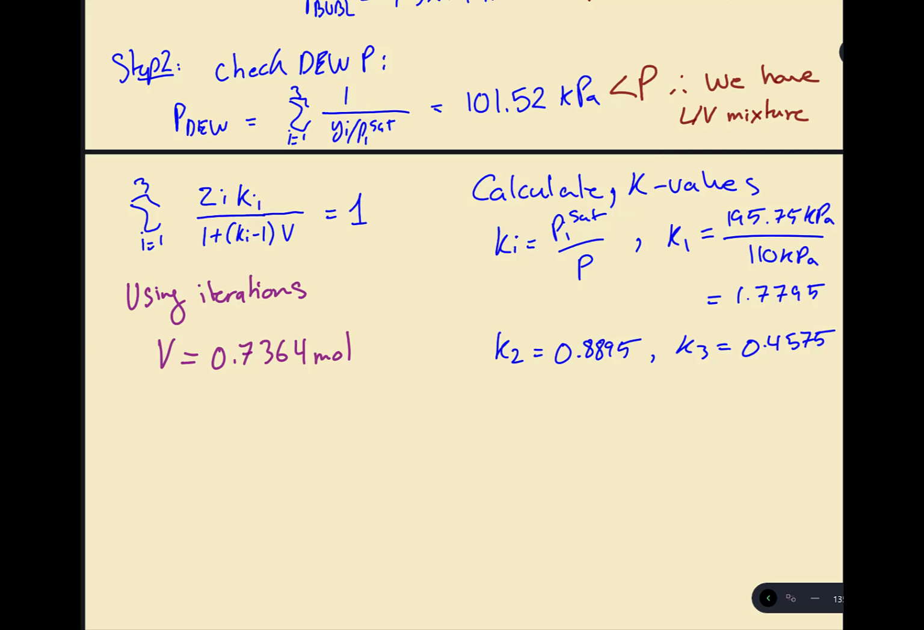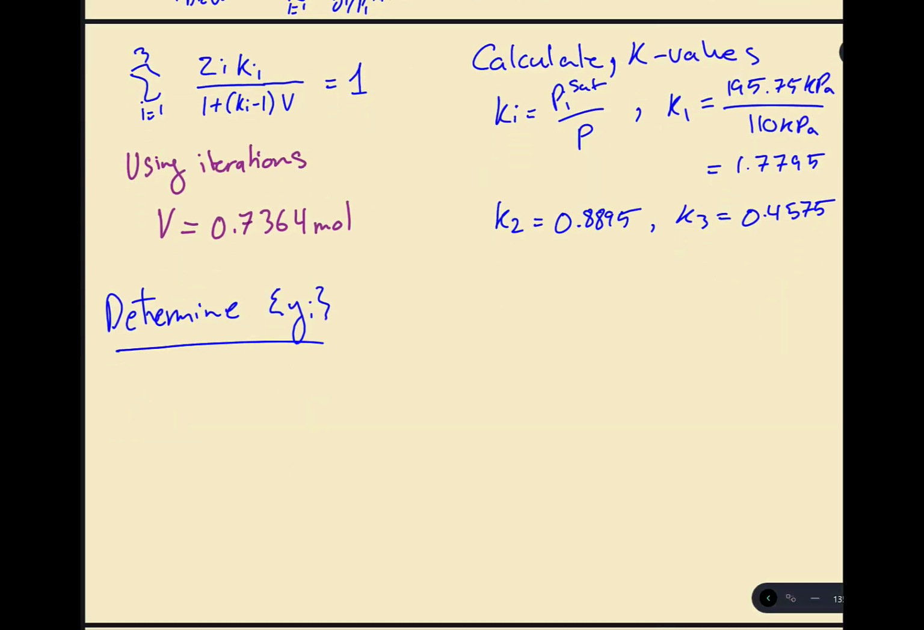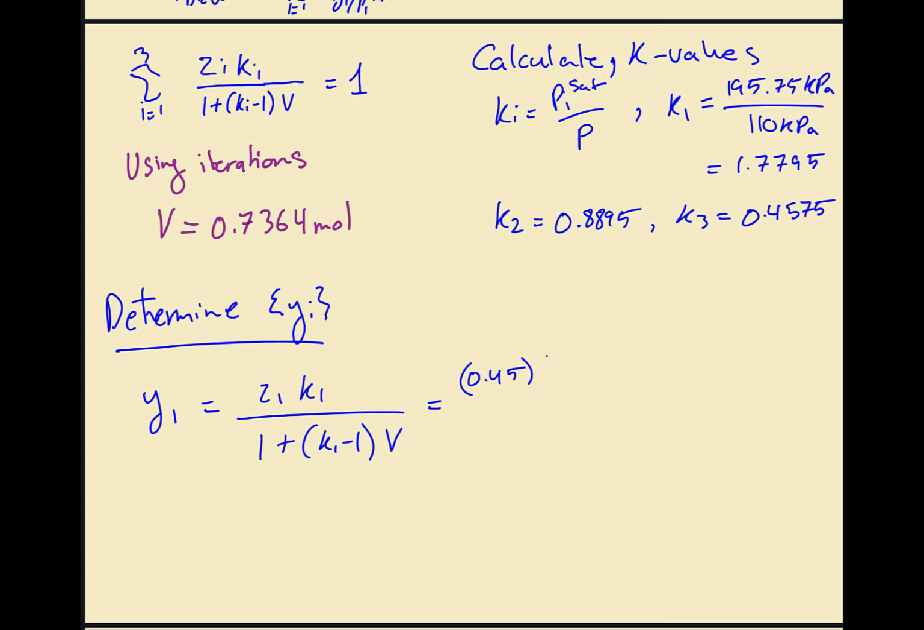So here, I'm just going to write down, determine the composition in the vapor phase, which is the yi's. In this case, y1 is going to equal z1 k1 over 1 plus (k1 minus 1) v. We already solved for v. We plug in the values. I'll just do the first one here. So 0.45 times 1.7795, divided by 1 plus (1.7795 minus 1) times v, which is 0.7364.